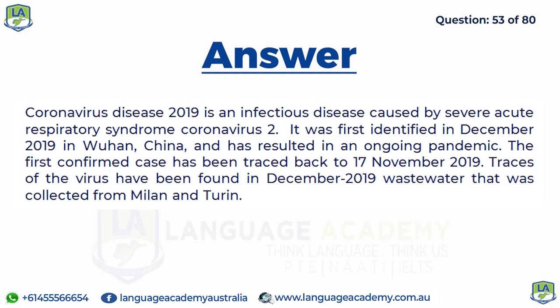Coronavirus disease 2019 is an infectious disease caused by severe acute respiratory syndrome coronavirus 2. It was first identified in December 2019 in Wuhan, China, and has resulted in an ongoing pandemic. The first confirmed case has been traced back to the 17th of November 2019. Traces of the virus have been found in December 2019 wastewater that was collected from Milan and Turin.